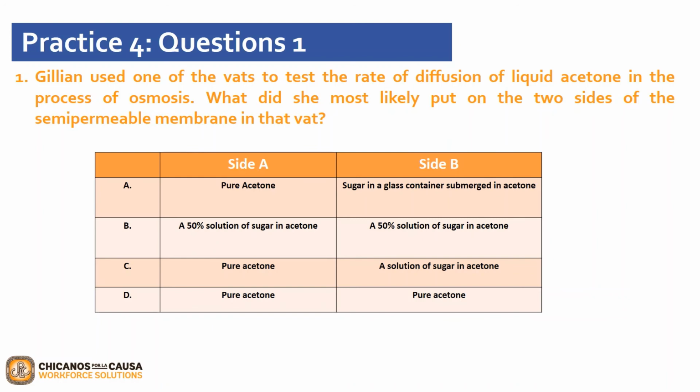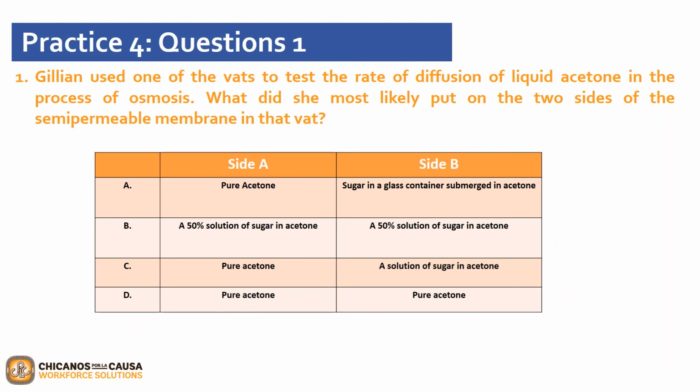Okay, so we're going to look at the very first question based on that passage. As you can see, we have a chart of answers to choose from. The question reads, Gillian used one of the vats to test the rate of diffusion of liquid acetone in the process of osmosis. What did she most likely put on the two sides of the semi-permeable membrane in that vat?